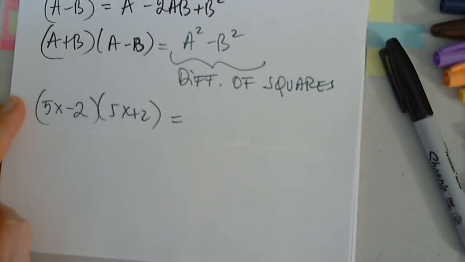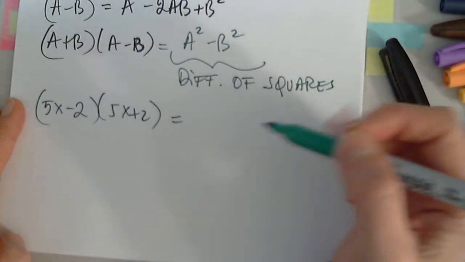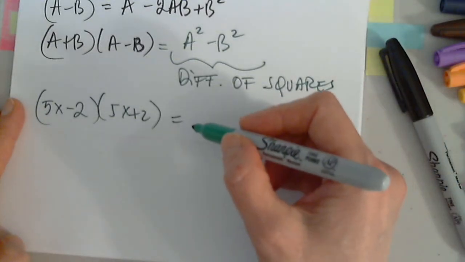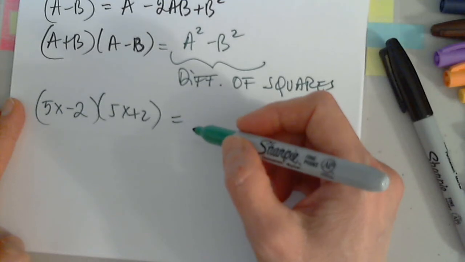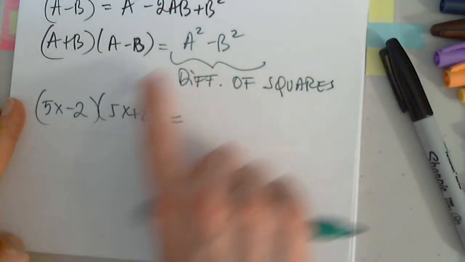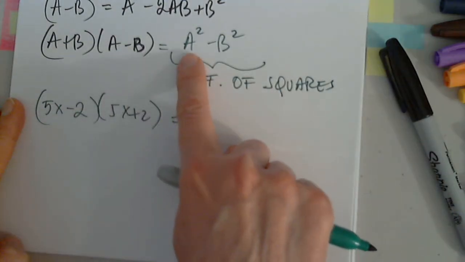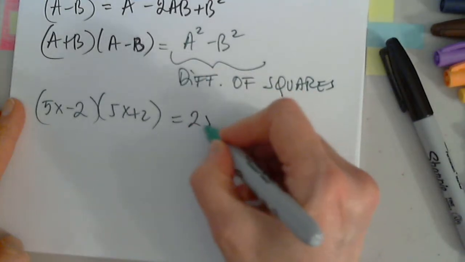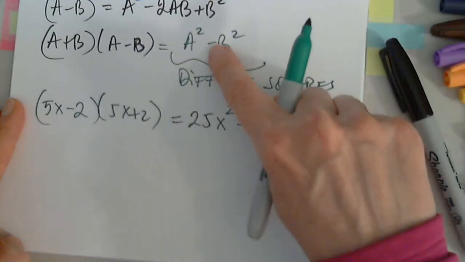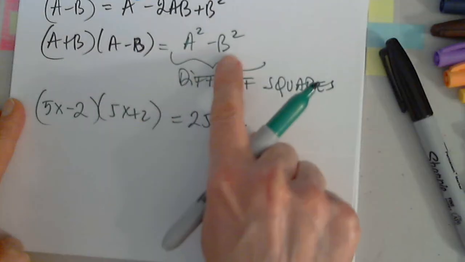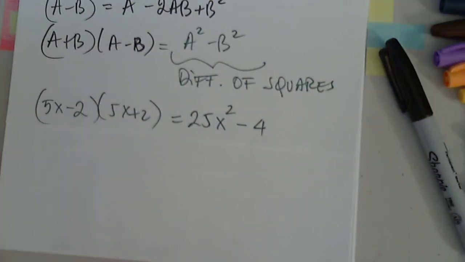Okay, let's say, is it Zainab? Yes, Zainab. Am I correct? Can you say it again? Yes. Zainab. Perfect, thank you. Would you like to try? Okay. So it would be 25x squared minus 4. Excellent. Done. Very good. Well done.